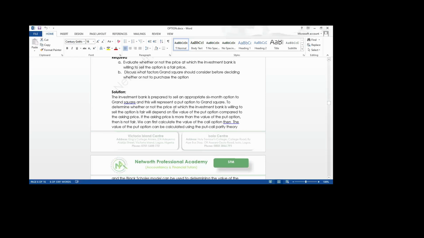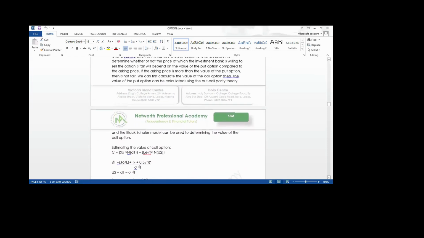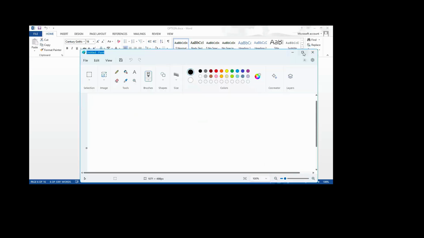Okay. Now, we want to calculate the value of the put option. In the solution we have provided, we took an approach from call option to put option. Now, I'm going to solve using the put option value directly. You can then compare the two solutions. Now let's go to the whiteboard.